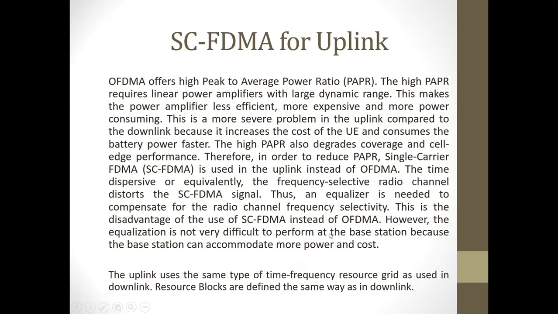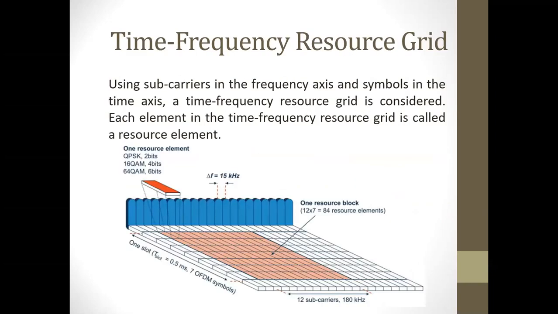So it also has subcarriers, and it also has the same kind of splitting in the time domain and in the frequency domain. The subcarrier spacing is 15 kilohertz, and in the time domain you have slots and radio frames, one after another. So you have the same kind of divisions in both time domain and frequency domain in the uplink.